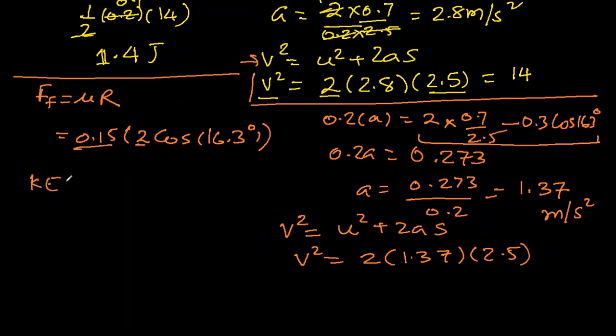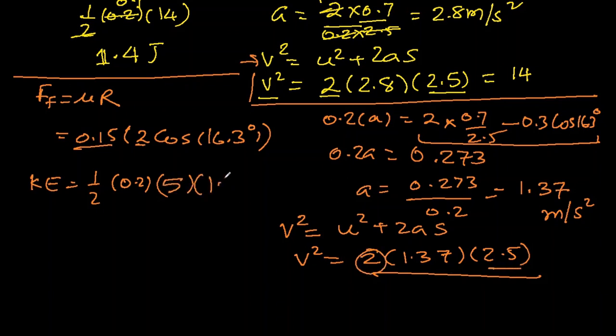kinetic energy now. Half the m is 0.2 and v square is this whole thing. 2 times 2.5 will be 5 and times 1.37. So if I put all of this in my calculator, I get 0.683. So 3 significant figures we have to write. So earlier it was 1.4 joules, but because of the work against friction, it has reduced to 0.68 joules.